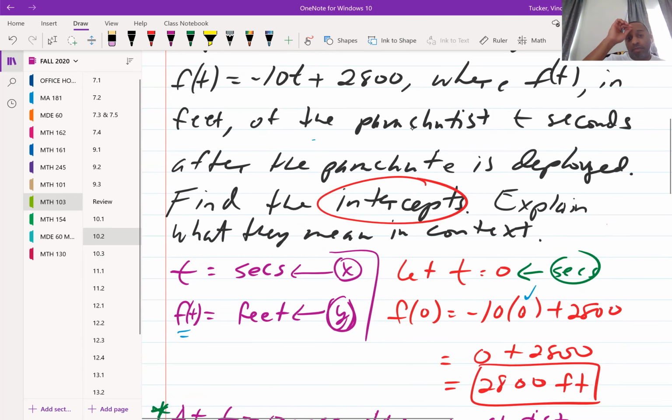So the first one, we start off by letting t be equal to 0. And remember, t is our time, our seconds. So you're talking about 0 seconds, no time has passed. So you plug in 0 into the function.